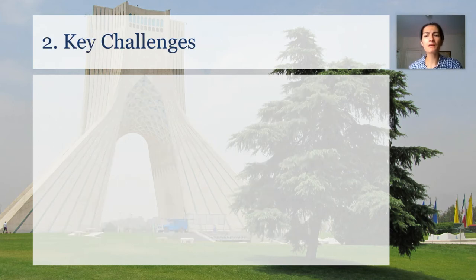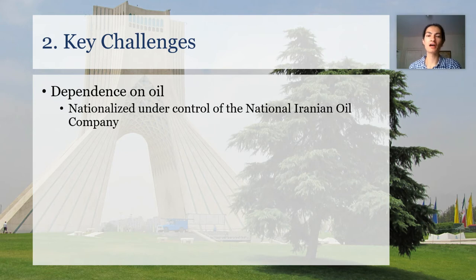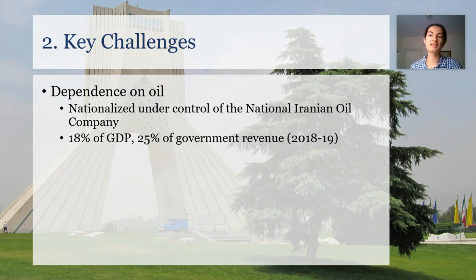So, let's turn to some key challenges that the Iranian economy faces today. Number one, and you could probably expect this because we talk so much about the resource curse in this class, is dependence on oil. Oil's now nationalized and was since before the revolution under the control of an institution called the National Iranian Oil Company. The figures will fluctuate, but these data are from 2018 and 19. In that year, oil accounted for 18% of Iran's gross domestic product and about a quarter of its government revenue.